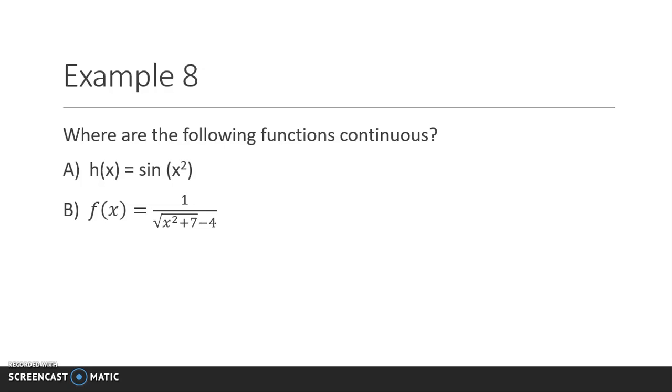In example 8, we're asked to determine where the following functions are continuous. So notice these are composite functions. In part A, we have this x squared inside of a sine x. Okay, in part B, we have several compositions happening here. So there are several functions going on in part B.